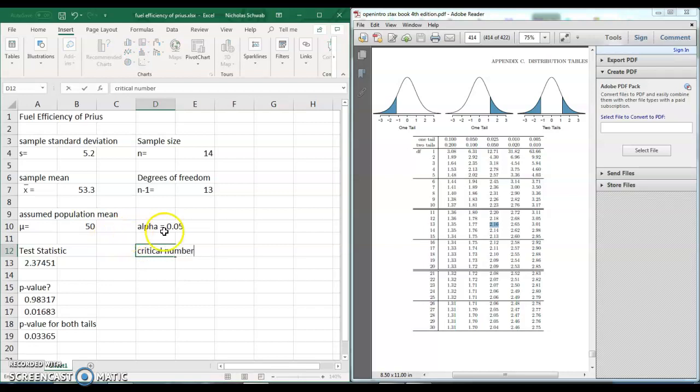Assuming this is the right alpha. If our alpha is different, we'd have to change it. But our critical number is 2.16. And so then we can say, well, look at our test statistic, it is way bigger than the critical number. So we are going to reject the null hypothesis. Yeah, we can also say, well, this number is smaller than our alpha value, so that would also reject the null hypothesis. It's however you want to think about it.